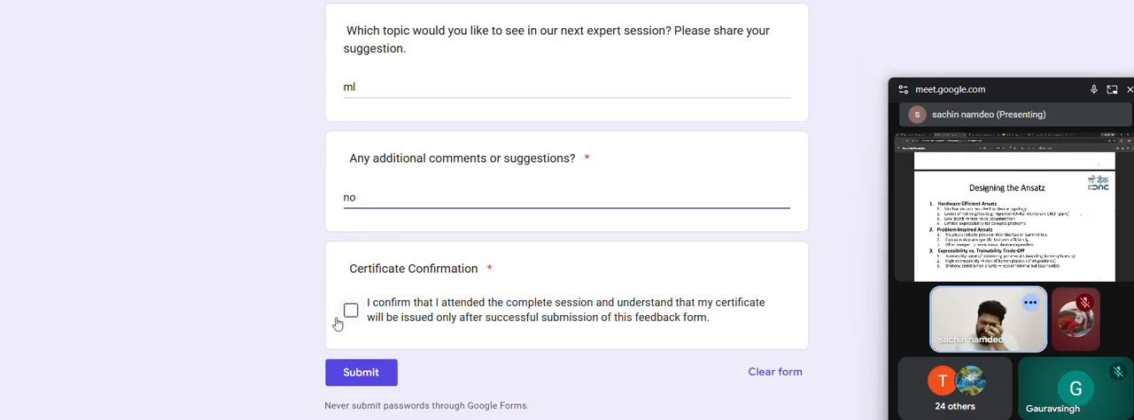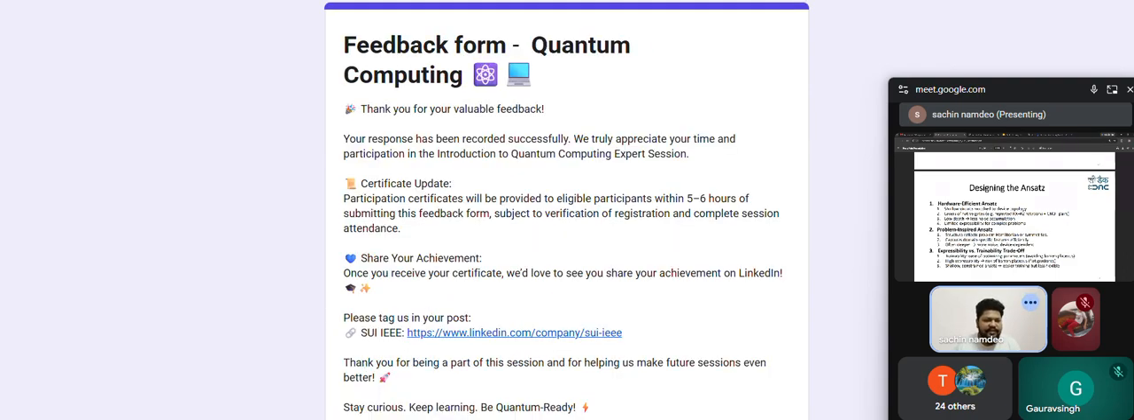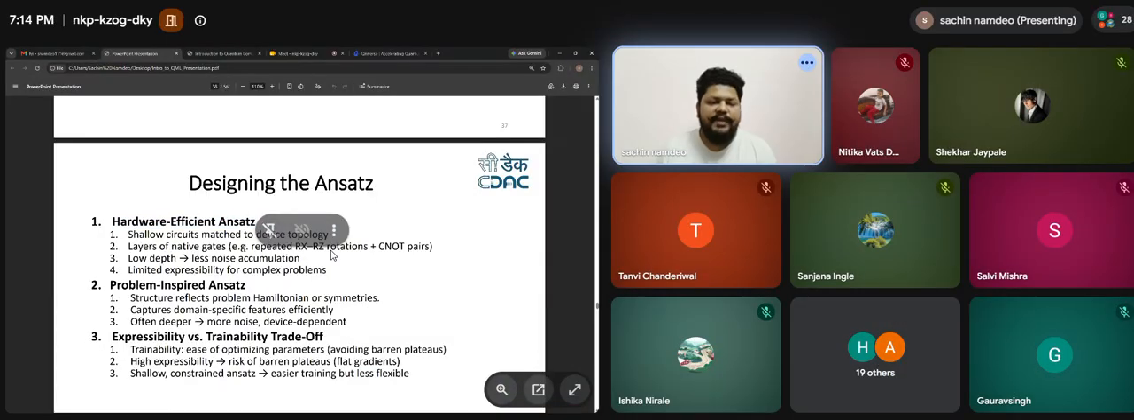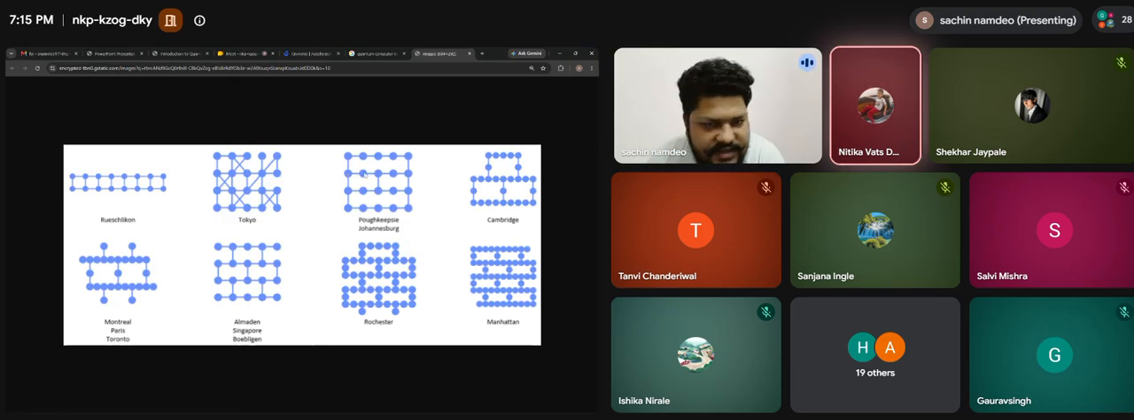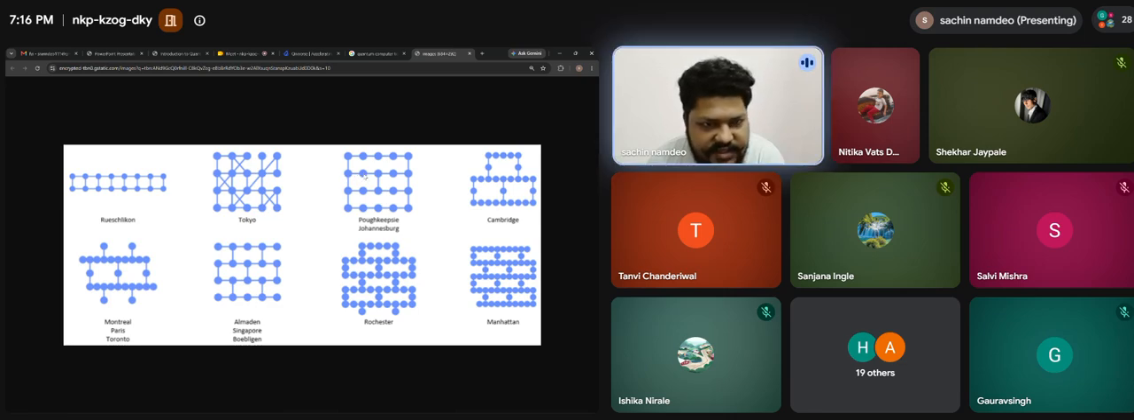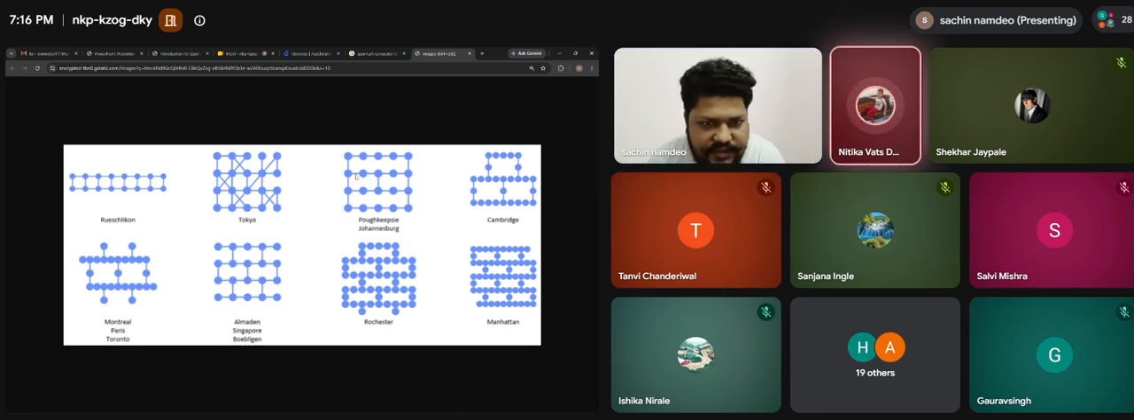Now the thing is, you have to design your ansatz, you have to design your quantum circuit. You have the hardware efficient way. Your quantum computers have some structure. These are the vertices, and these are the edges. Wherever edges are there, from one node to the last node. If we are taking this diagram as a single one, from the starting, there is no starting one. We have to go by this only.